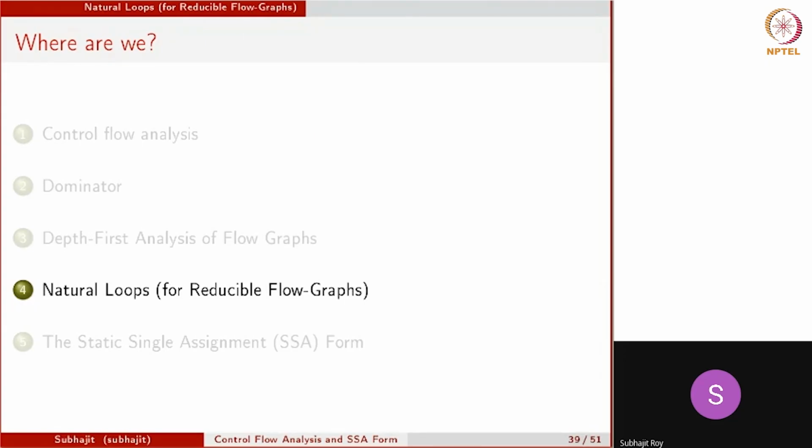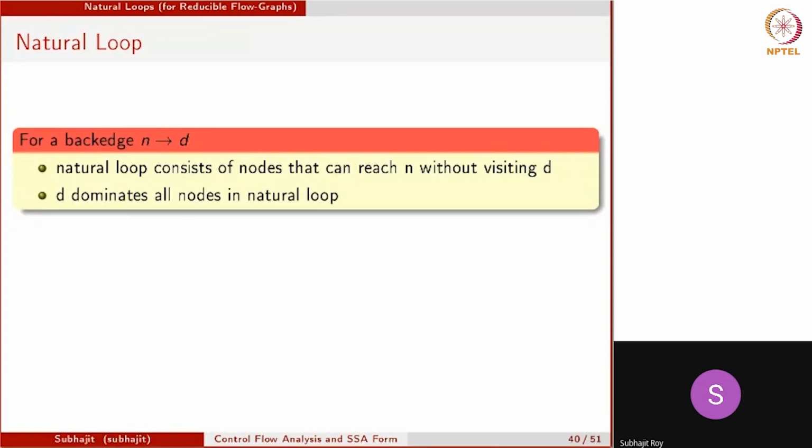Next we define what is called a natural loop. If you have a back edge n to d, then a natural loop consists of all nodes that can reach n without ever visiting d. You can take this as a definition. The picture looks like this: you have an edge from n to d. All the nodes from which you can reach n without going through d are called the natural loop for the back edge n to d. For example, for nodes outside, to come here, you will have to pass through d. There is no other way.